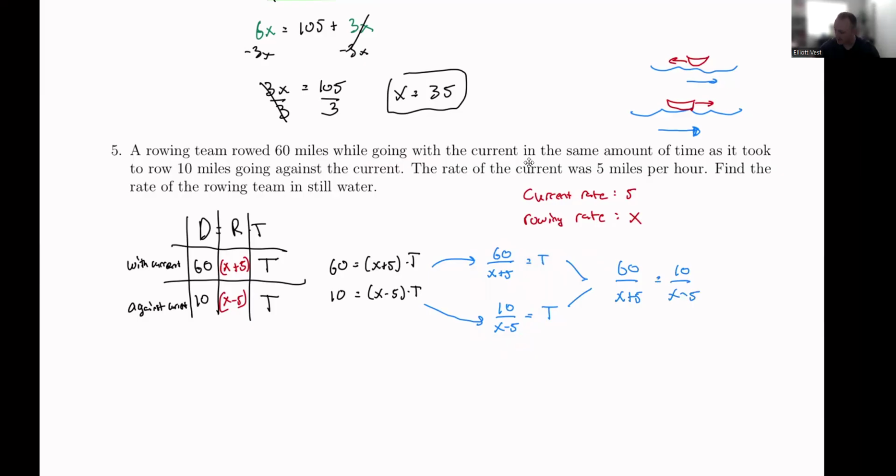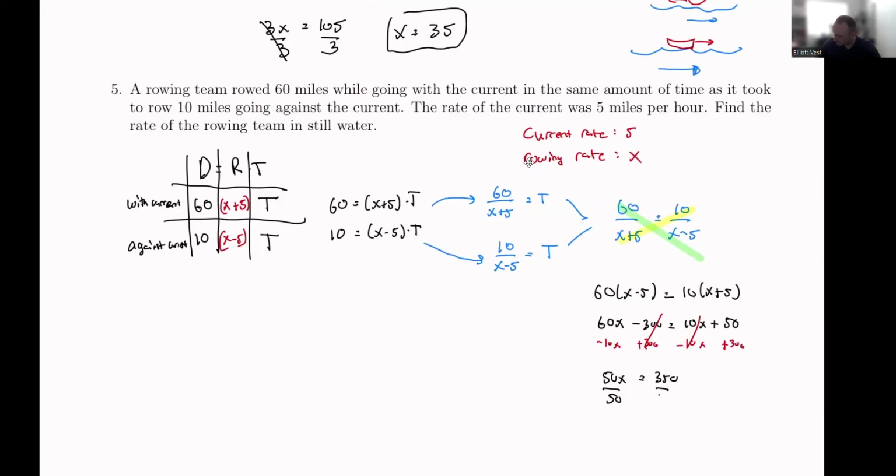We've done all that work to get the equation, and now we can do cross multiplying and work from there, right? I'm going to have 60 times x minus 5 is equal to 10 times x plus 5. I'm going to multiply this out, 60x minus 300 when you distribute, 10x plus 50 when you distribute. And now let's start canceling. I'm going to add the 300 to the other side at the same time, right? So these cancel, and I have 50x is equal to 350, or divided by 50, x is equal to 7.